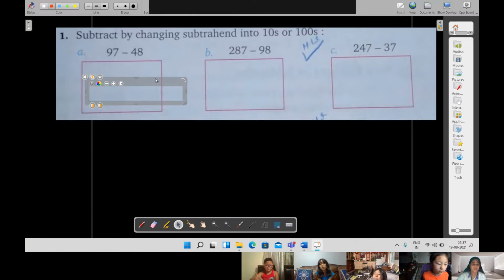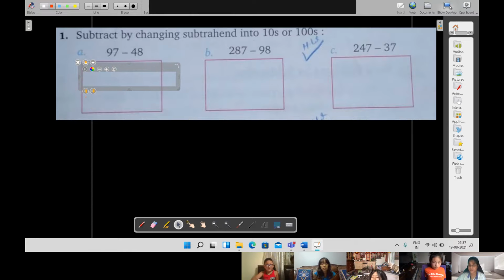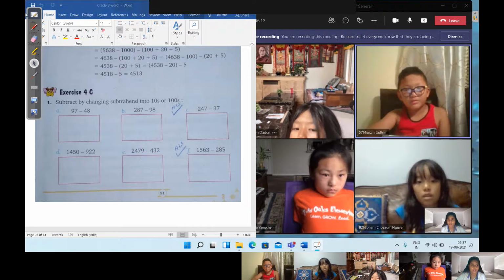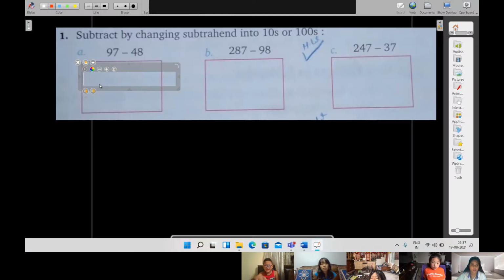Now is it visible? Your screen's not moving. Now you will see. We can see it.